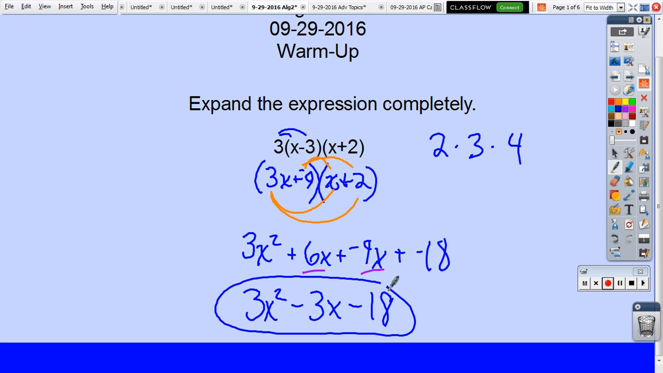You could have foiled first if you wanted, and then distribute the 3. I think, David, that's what you were doing. Did you end up distributing the 3 at the end? Yeah, you can distribute the 3 at the beginning if you want.